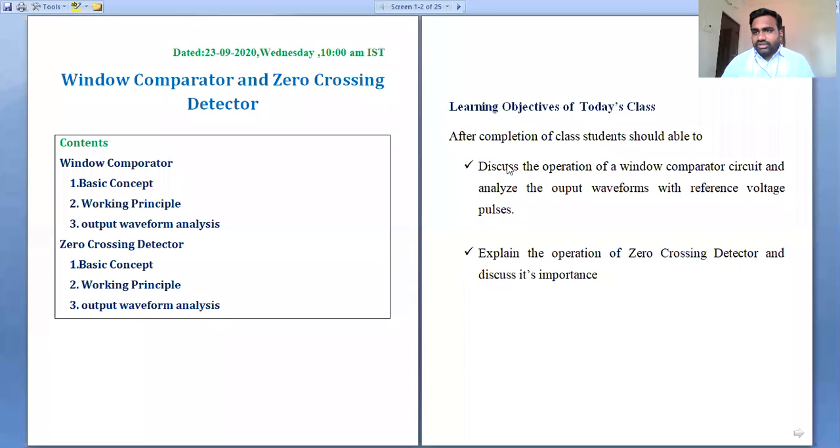After the completion of this session, you will be able to discuss the operation of the window comparator circuit, and you will have the capability to analyze the output waveforms with respect to different voltage pulses. The second objective is that we can explain the operation of the zero crossing detector and also discuss its importance. The zero crossing detector is nothing but an application of a comparator. These are the two learning objectives we can achieve after completing this session.